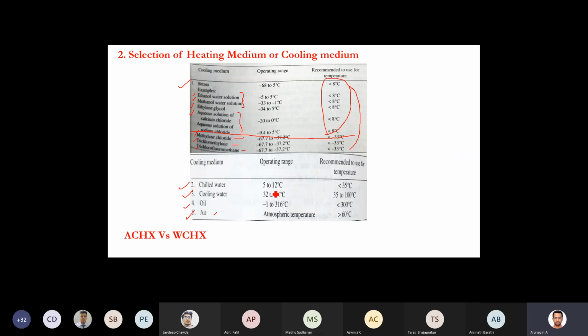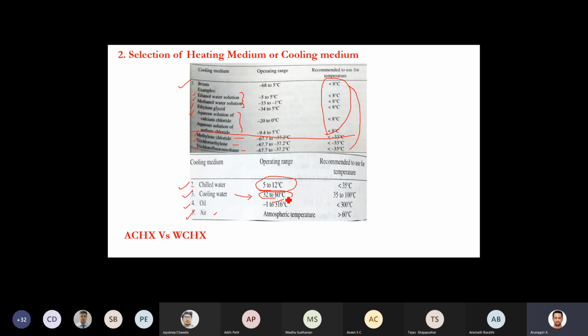Then chilled water, you can go for the operating range 5 to 12 degree centigrade, and cooling water you have to go for 30 to 60 degree centigrade. Okay, so cooling water means normal water available in the atmosphere. The upper range indicates that you cannot heat these things above this temperature. Otherwise, what will happen? This cooling medium will extract the heat from the hot fluid, no? So again we have to reuse this. In such cases the cost will be more.